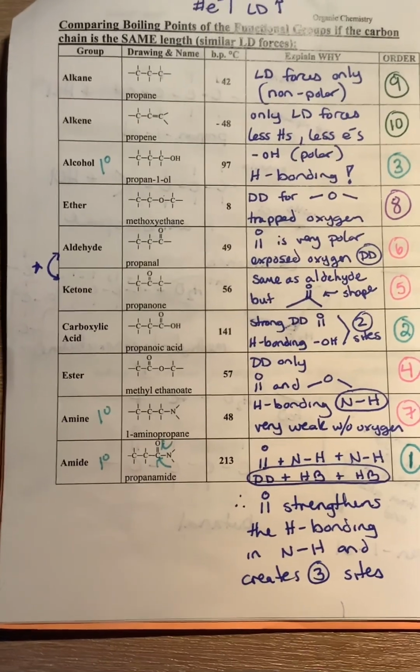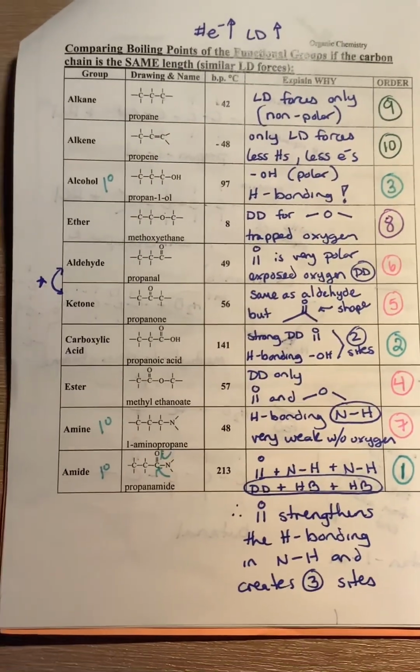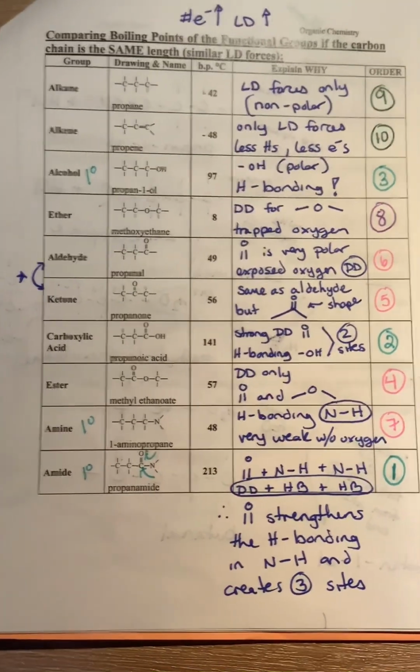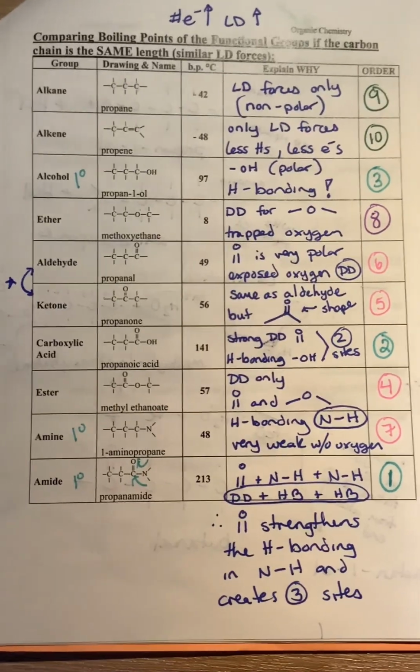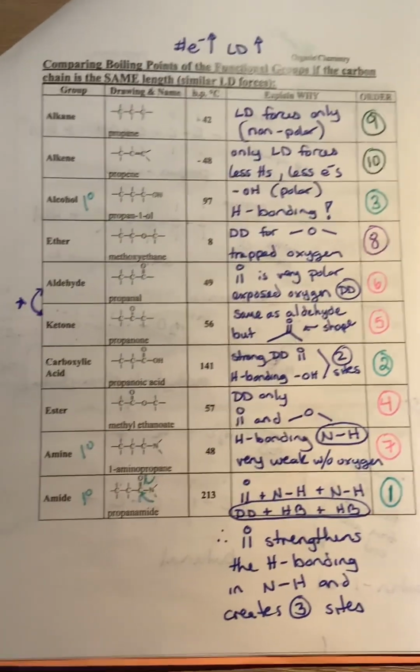Now, first degree amine, you would expect to have quite a high boiling point because it has hydrogen bonding, but it turns out that NH is very weak. If there's not any oxygen in the molecule, it has quite weak hydrogen bonding. So it only ends up being around 48 as a boiling point with 3 carbons.